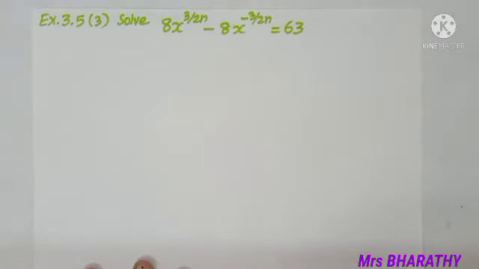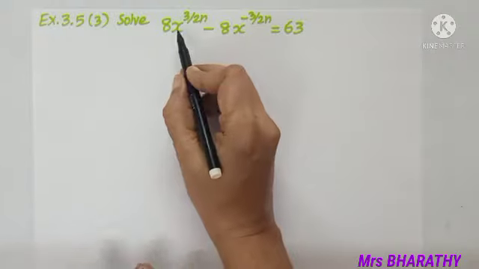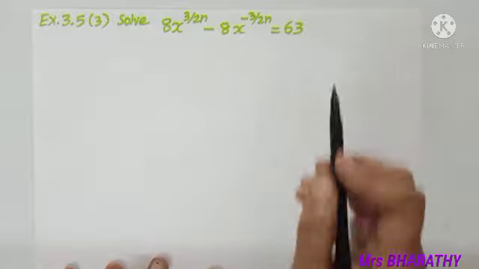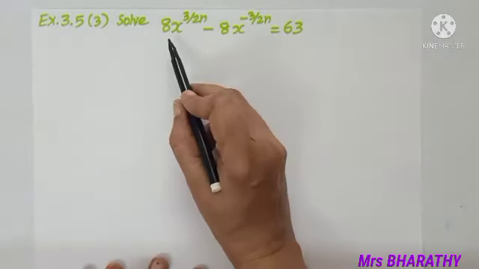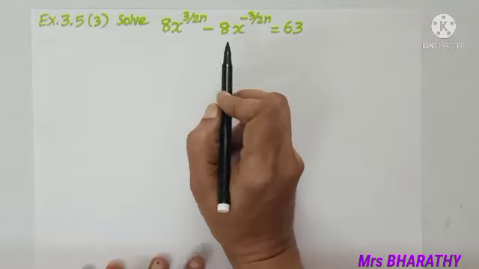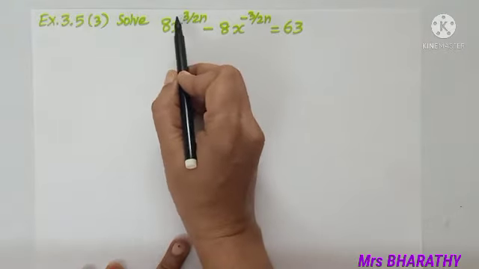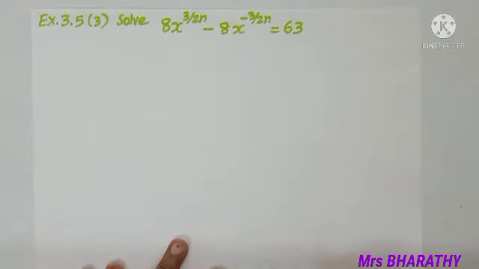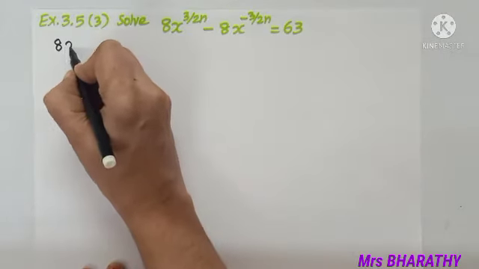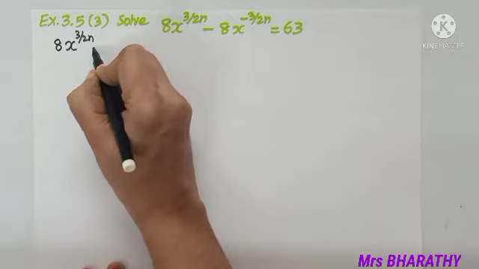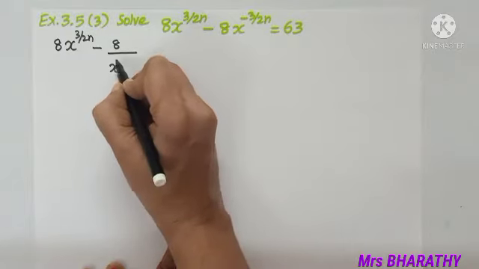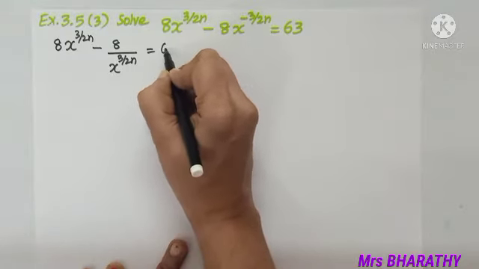Exercise 3.5, question number 3. Solve 8x power 3 by 2n minus 8x power minus 3 by 2n equals 63. The problem may look so difficult, but it is not so. Here the power is 3 by 2n. Here the same term but with a negative symbol. So how shall we rewrite this? I can write it as 8x power 3 by 2n minus 8. Bring this negative power to the denominator, it becomes positive, equals 63.